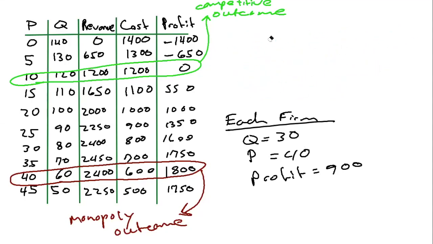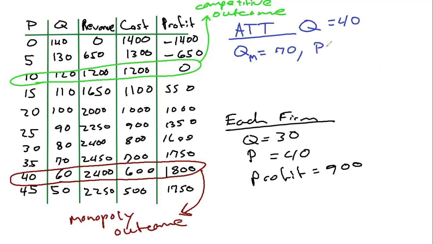However, now we want to look at what happens if one of these firms deviates from their agreed upon production schedule. So let's say AT&T does not honor this agreement, and they decide they're going to produce 40 units instead of the agreed upon 30. And Verizon's still going to produce the 30, and so that means the quantity of the market is going to be 70, and the market price is going to be 35.